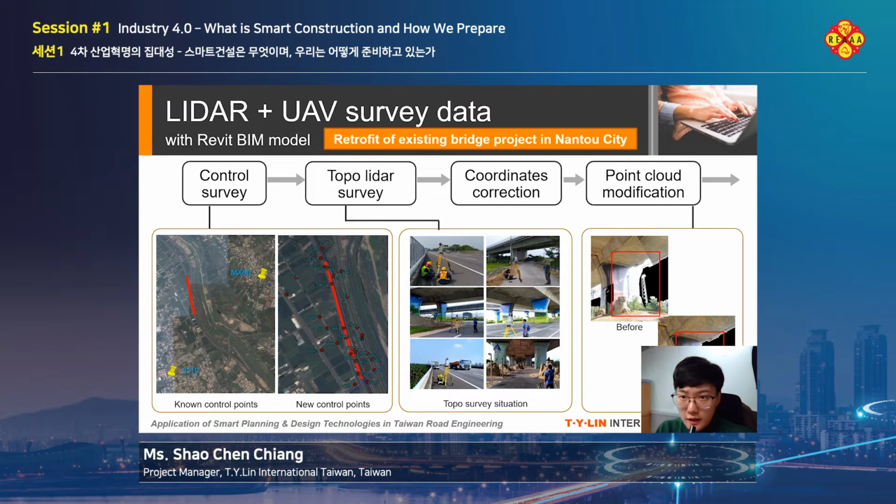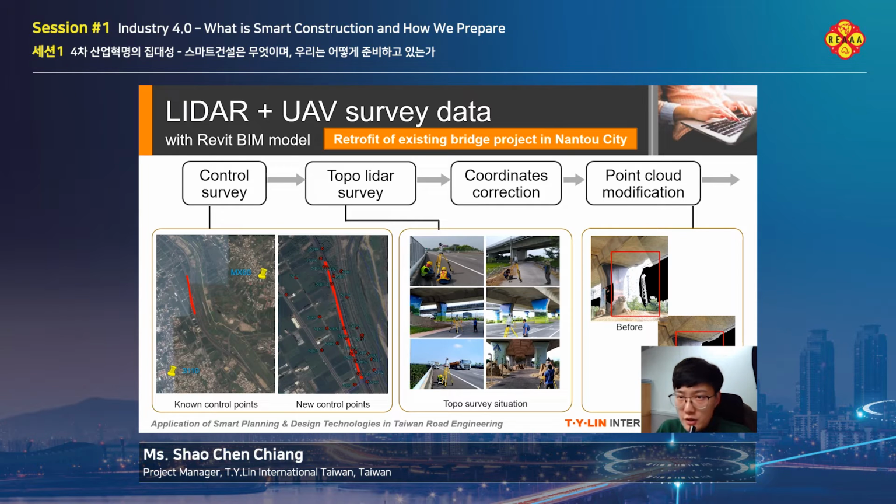Then, secondly, I would like to share with you what we did with LiDAR and UAV survey data, along with our Revit BIM model. We start by control survey, and then we move on to topo LiDAR survey, as shown in the picture here. Here is the survey situations. And then we do some coordinate corrections. And the most important thing is the point cloud modifications.